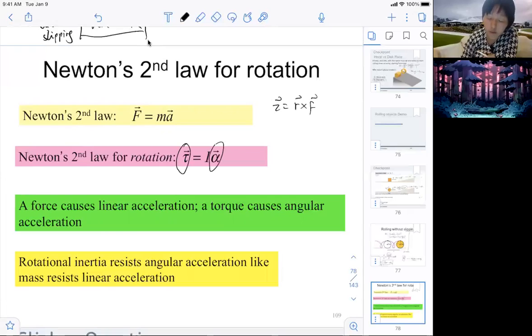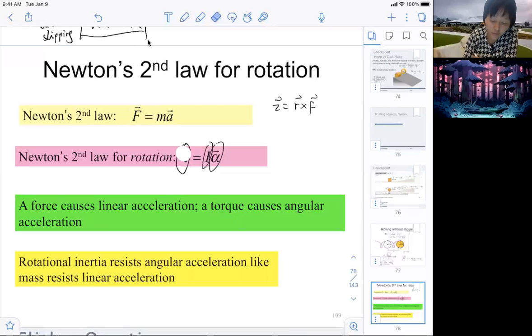And we discussed angular rotational inertia, I, for different objects and also different axes. We can use the parallel axis theorem to calculate I. And now we know all of these quantities. We put them together as torque equals I alpha.